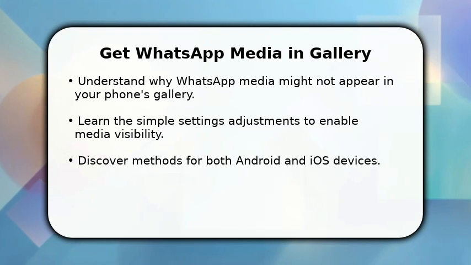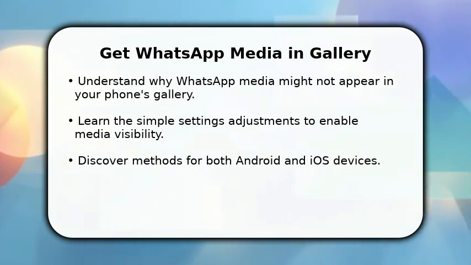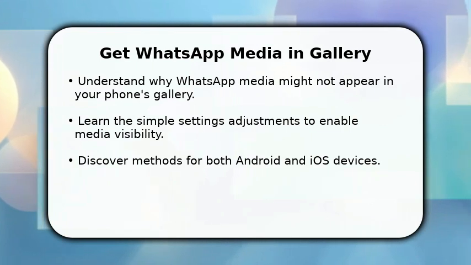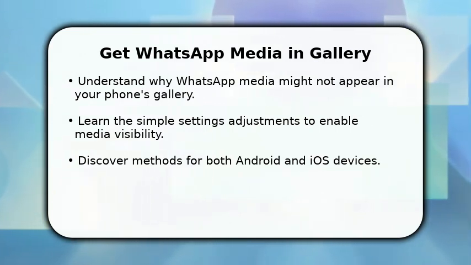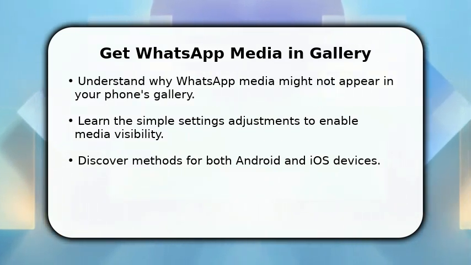In this video, I will explain how to get WhatsApp media in your gallery. Sometimes, photos and videos you receive on WhatsApp don't automatically show up in your phone's main photo gallery. This can be a bit confusing, but don't worry, the solution is usually quite straightforward. We'll go through the exact steps you need to take, whether you're using an Android phone or an iPhone, to ensure all your cherished memories are easily accessible. Let's dive right in and get those media files visible.